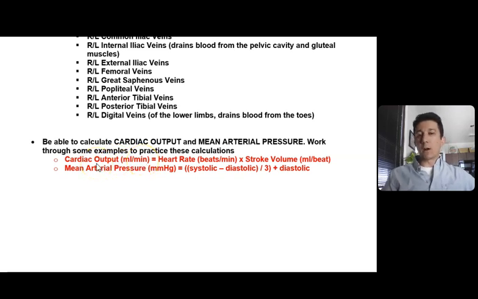So anytime you're calculating cardiac output questions, keep in mind that the units are going to be milliliters per minute, because we're measuring how many milliliters of blood are being pumped by the heart each minute. And it's a simple multiplication problem. You take heart rate and multiply it by stroke volume, and that gives you cardiac output in milliliters per minute.